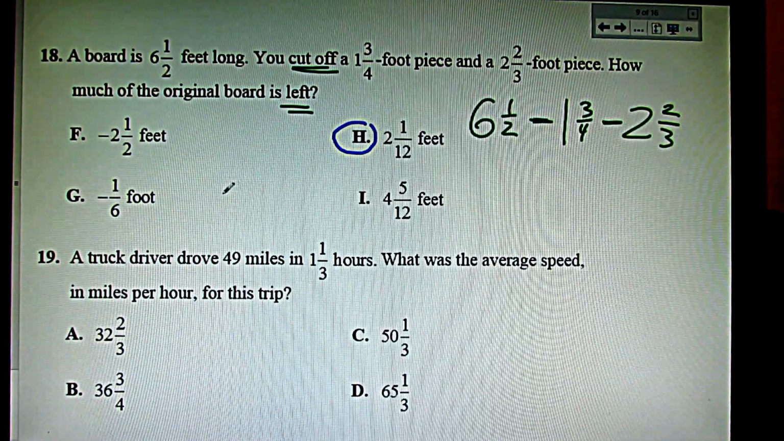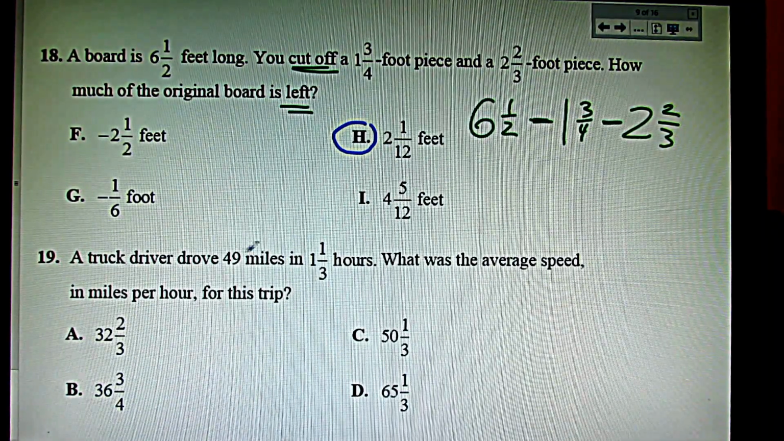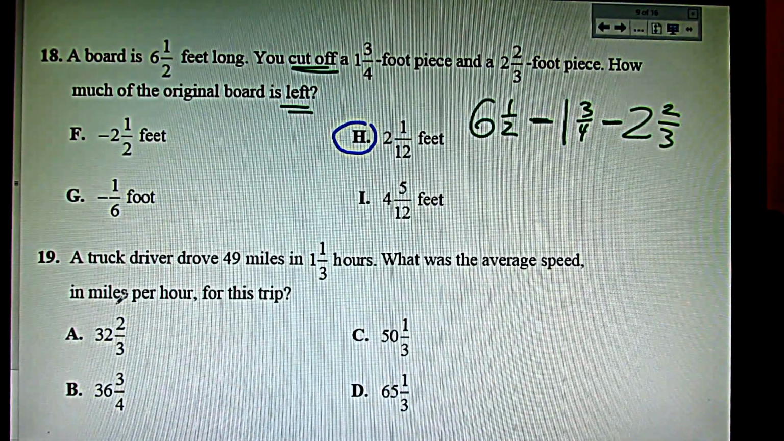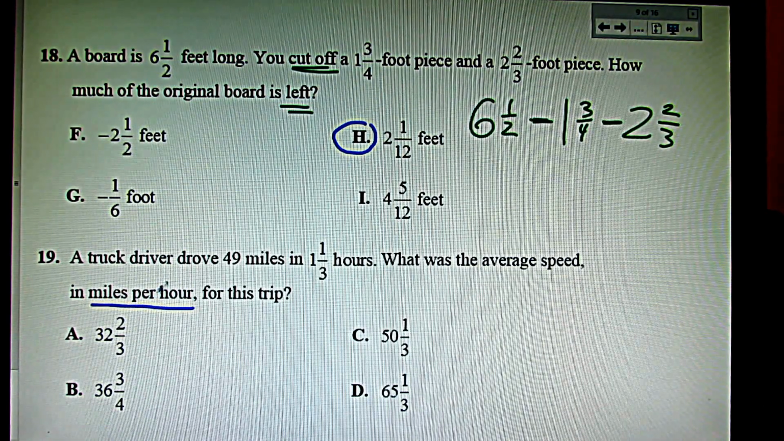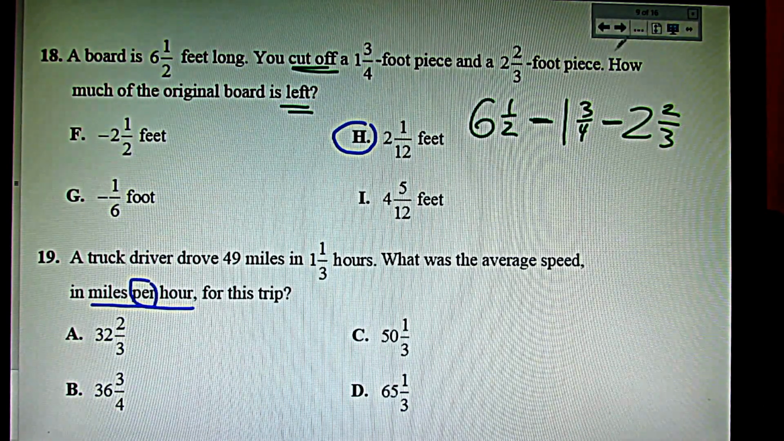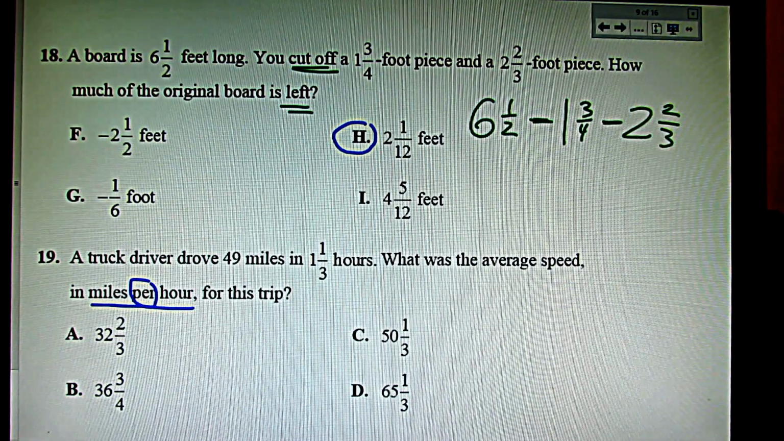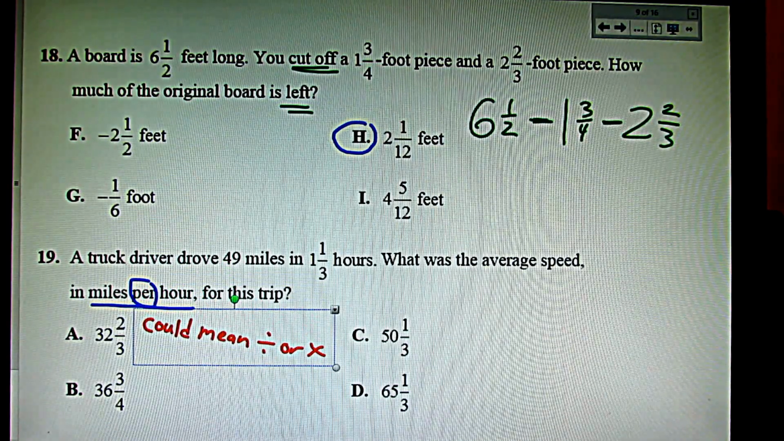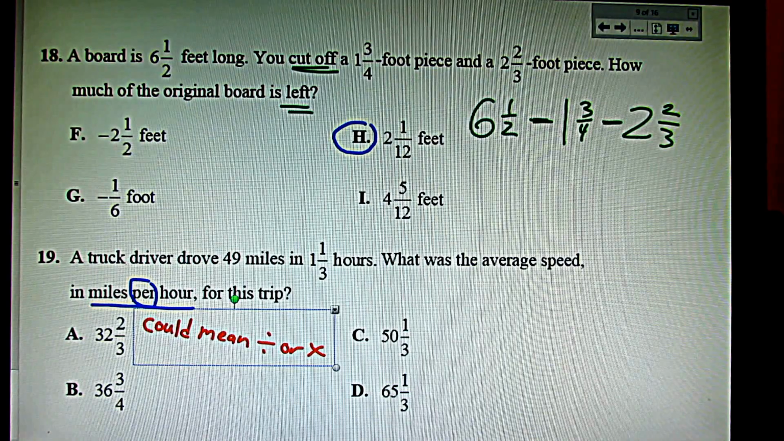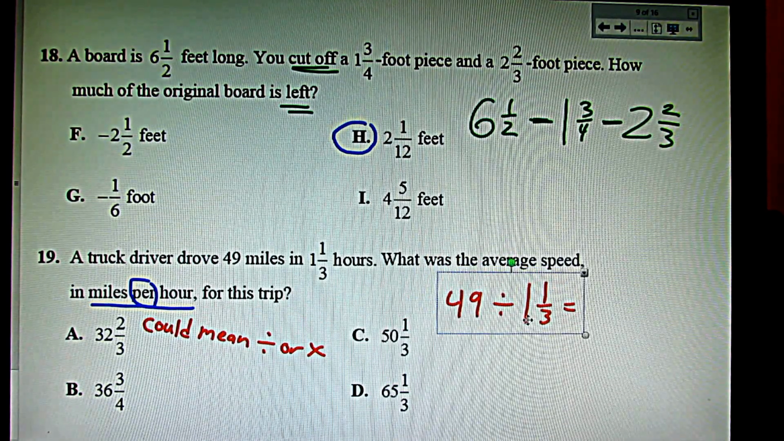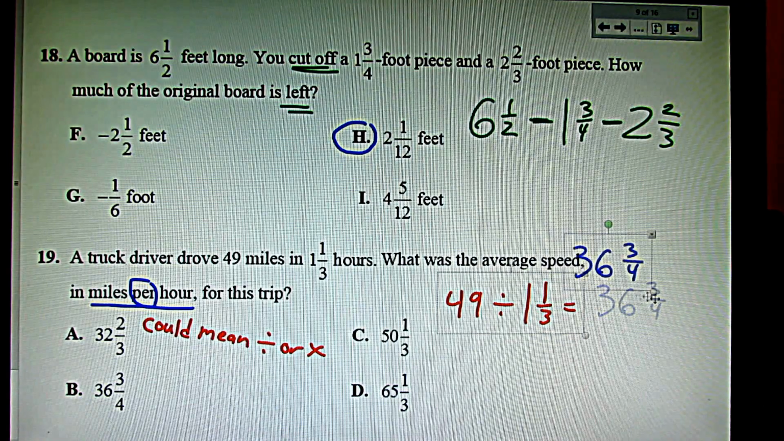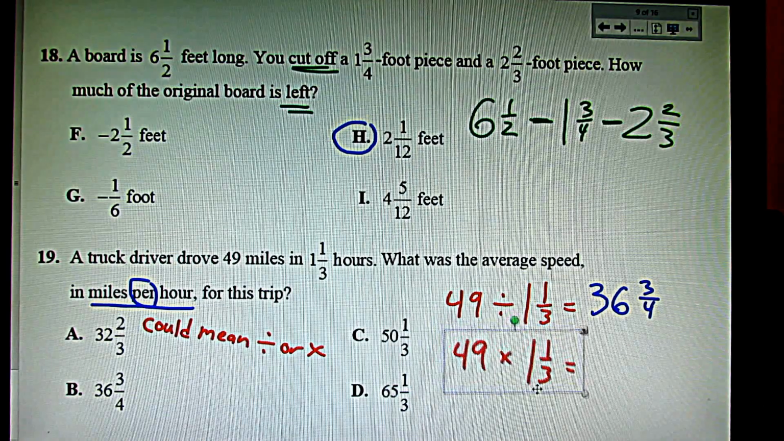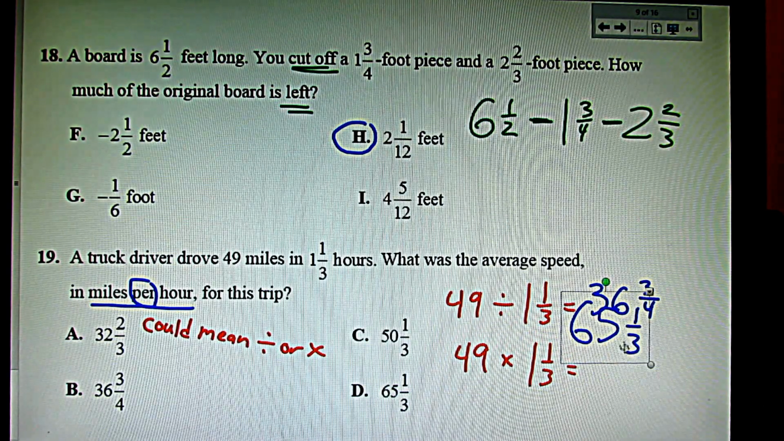All right, next one, number 19. A truck driver drove 49 miles in 1 1/3 hours. What is the average speed in miles per hour? Again, this word per is a good clue word. However, it could mean multiplying. It could mean dividing. The question is, how do you figure out which one it is? Which answer is going to make the most sense? All right, so let's try it. If I do 49 divided by 1 1/3, I'm going to get 36 3/4. If I multiply the two numbers, I'm going to get 65 1/3.